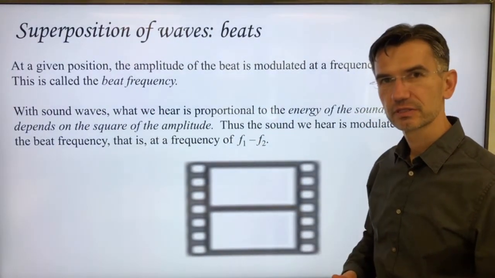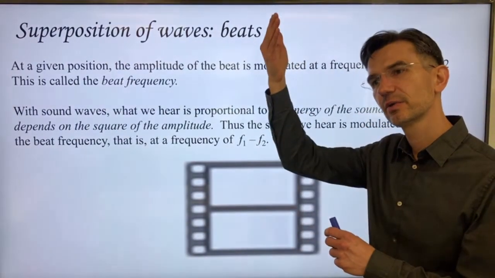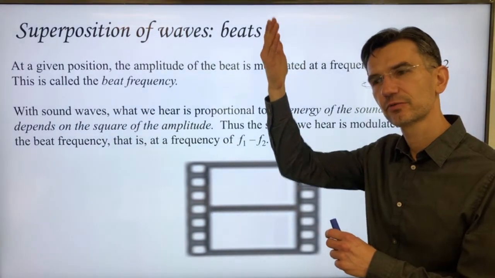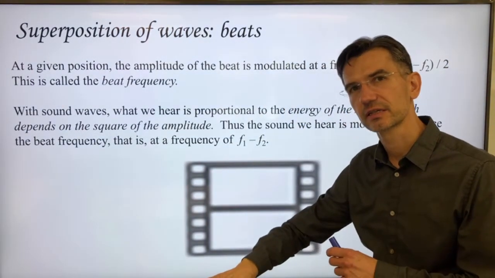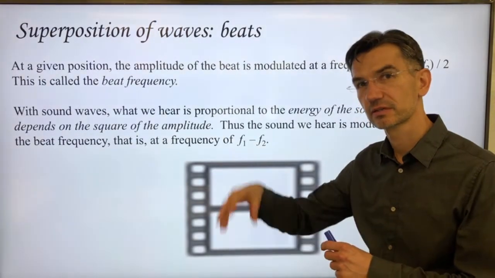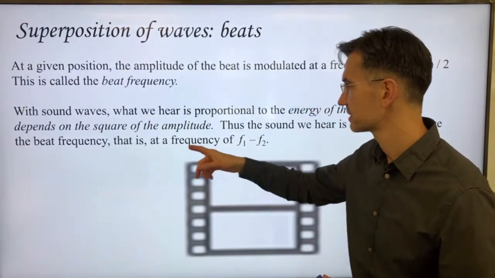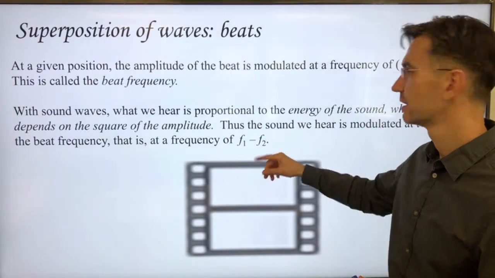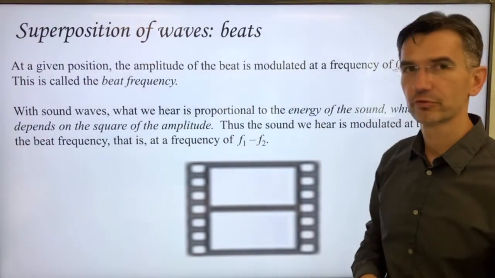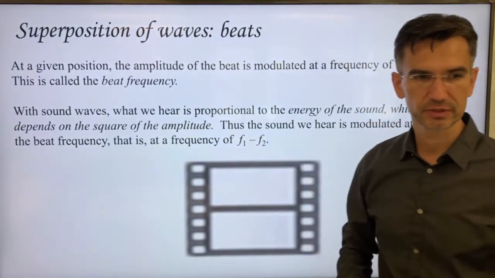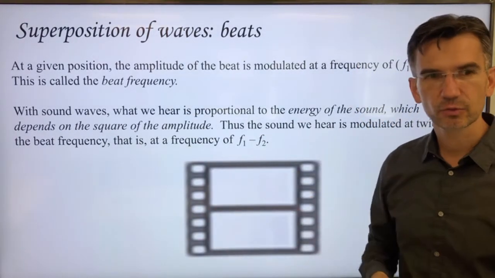oscillation of the beat frequency, because for every peak we hear an increase in amplitude, and for every trough we also hear an increase in amplitude because we're squaring the amplitude. So the audible beat frequency is actually just f1 minus f2, as opposed to f1 minus f2 over 2, which is the actual beat frequency. So let's hear what this actually sounds like.